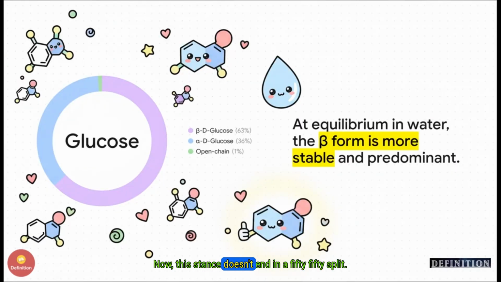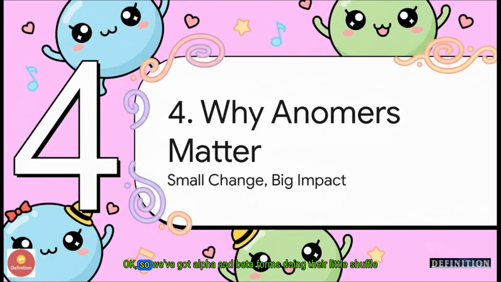Now this dance doesn't end in a 50-50 split. Not at all. At equilibrium, you'll find that about 2/3 of the glucose has settled into the beta form. Why? Well, it's just a little more stable. With that hydroxyl group pointing up, there's less crowding. And get this, at any given moment, less than 1% of the sugar is actually in that fleeting open chain form. Okay, so we've got alpha and beta forms doing their little shuffle in a solution.